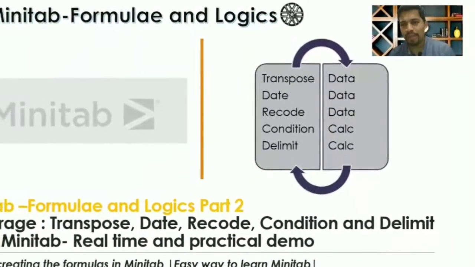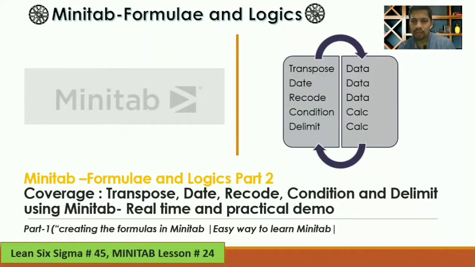Today's topic is on Minitab formulae and logics. We'll be talking more specifically about the transpose, how to transpose the data. When you have a date format, how we can leverage the month, followed by quarter, year, and so on. How we can do a recode, for example, numerical value to text value to numerical value, and how we can assign the formula, for example, low, medium, high, how we can give a classification like low, medium, high, or on and off, and how we can redesign the data.